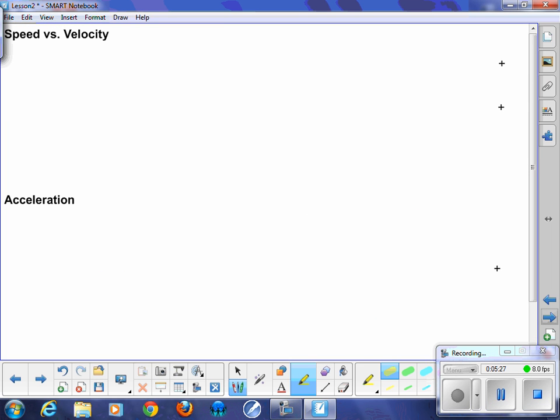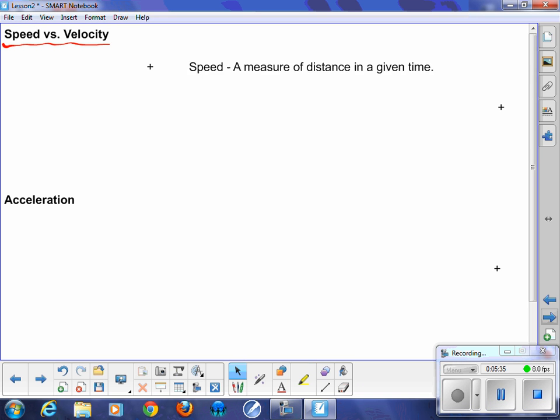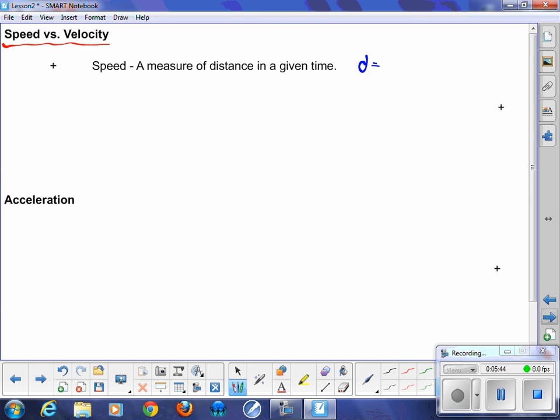Next one, speed versus velocity. Another very important one to be able to differentiate between. Speed, again, is a measure of distance in a given amount of time. So our formula for that really all stems from d equals vt. Oops, I shouldn't have the vector arrow on there. When we're talking about scalars, it's just d equals vt, where d is your distance, v is your velocity or your speed, technically, and t is time.